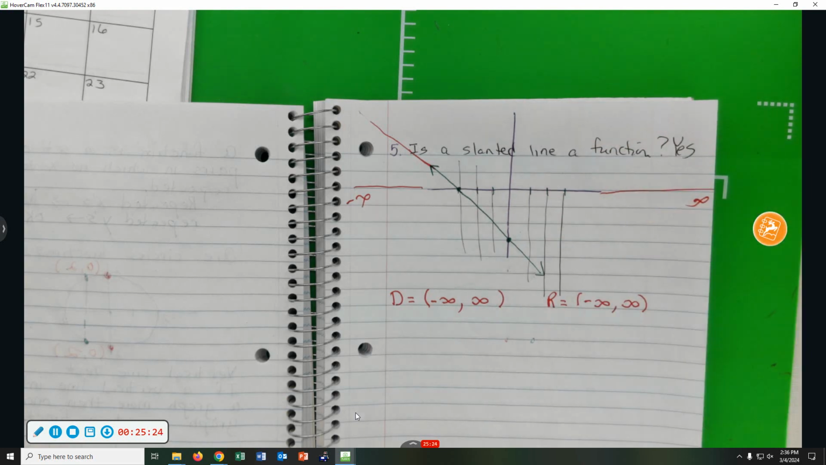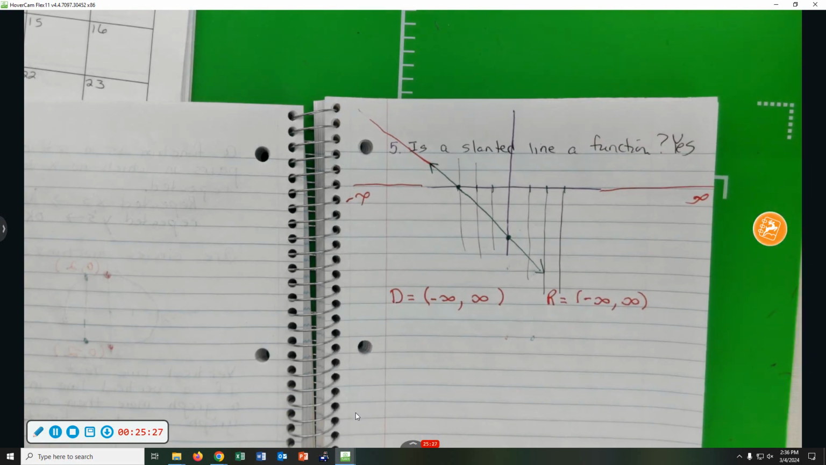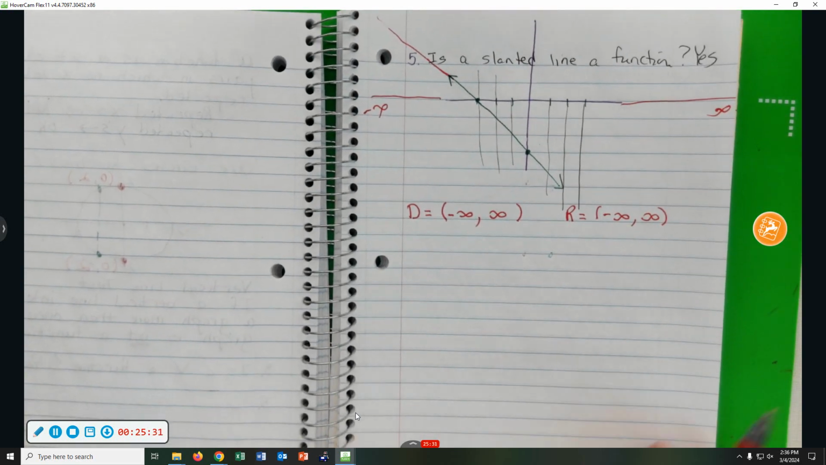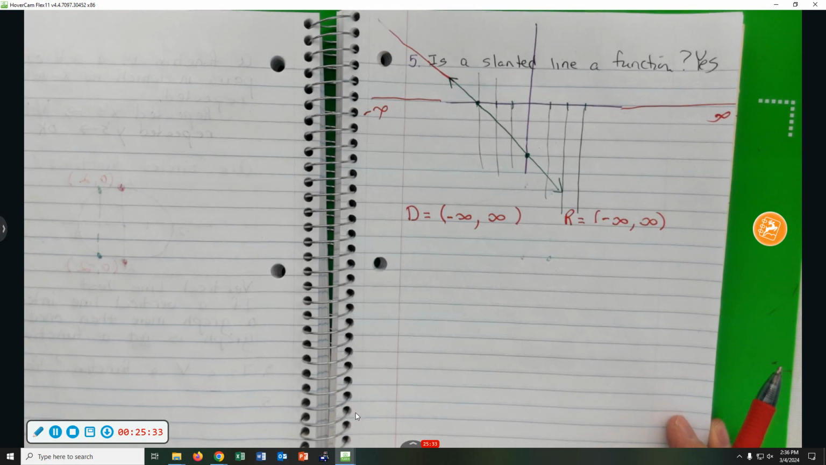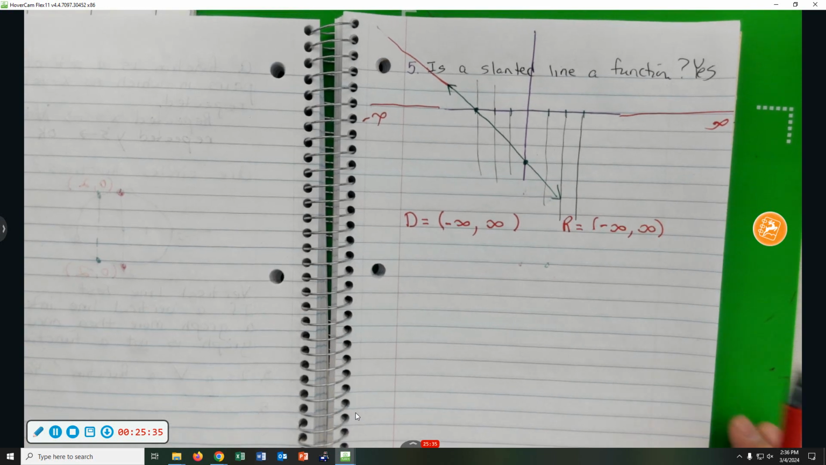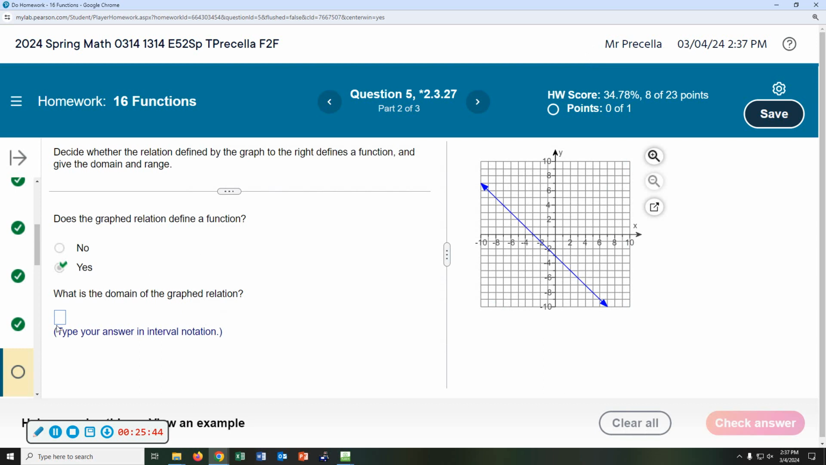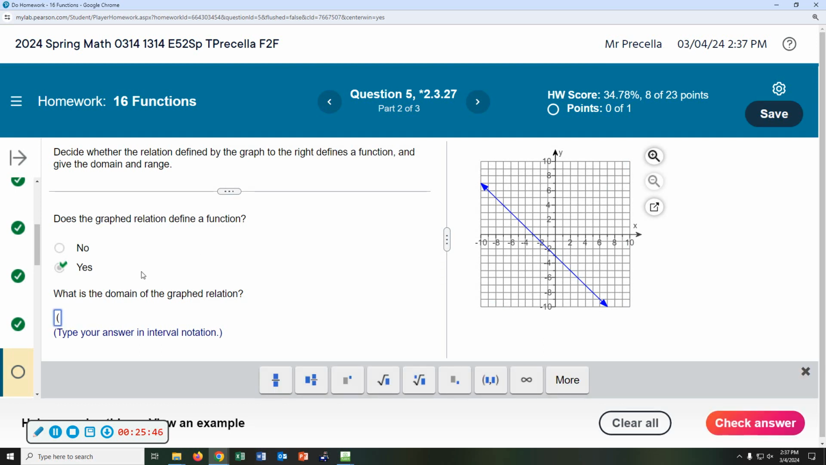All slanted lines are functions. Their domain will always be negative infinity to infinity. The range will always be negative infinity to infinity. That's for a slanted line. Close that. So parentheses, negative infinity, comma, infinity.